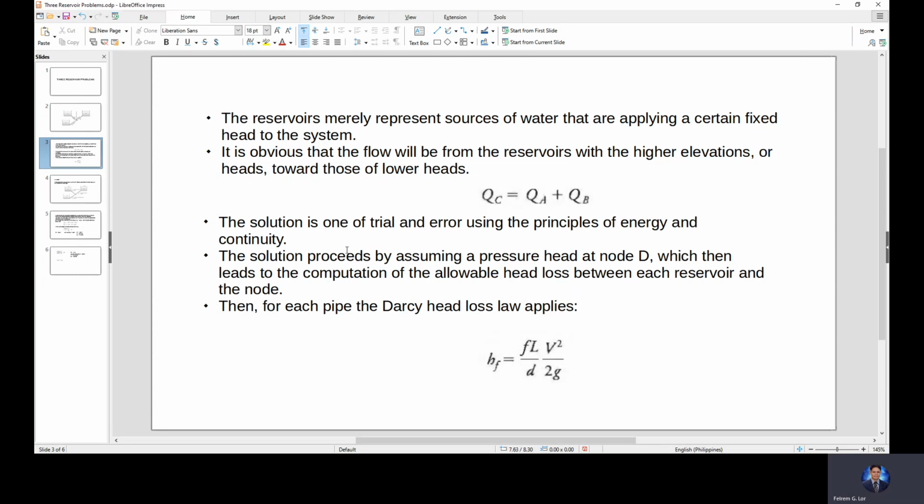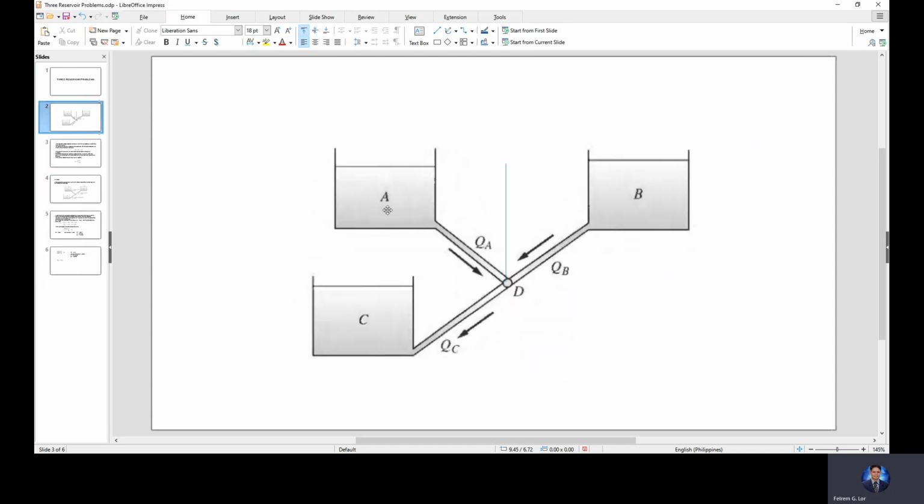Okay? So the solution proceeds by assuming the pressure head at node B, which then leads to the computation of the allowable head loss. In this case we have a head loss because we have the value of the elevation of each reservoir. The elevation is fixed, or if it is not given in the problem, then it is the unknown. But in most problems, and in fact in actual practice, we can measure the elevation of the different reservoirs.